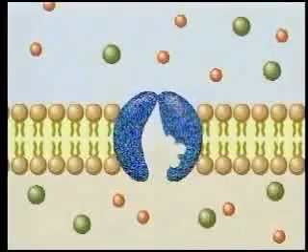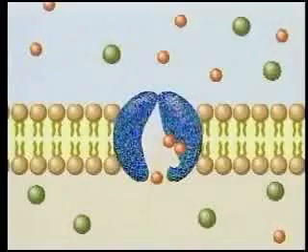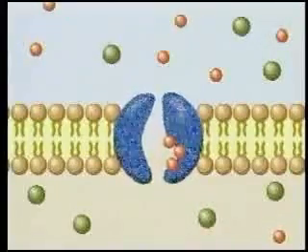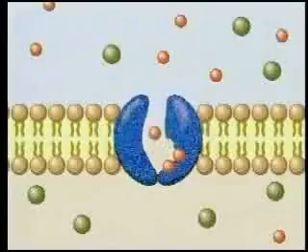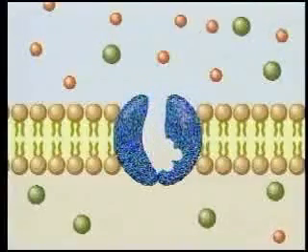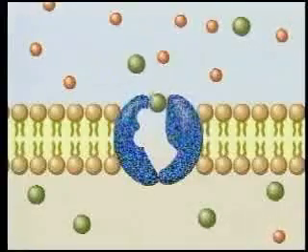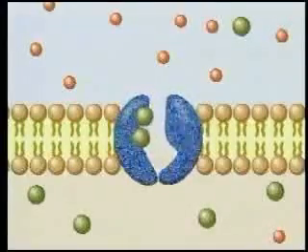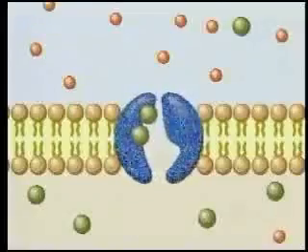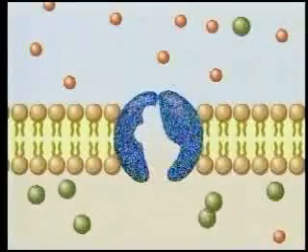This causes the carrier protein to change shape so that sodium ions readily bind to it. The binding of sodium causes another shape change, and the sodium ions are released outside the cell. The protein can now bind potassium ions. When the potassium ions bind, the protein once again changes shape, and the potassium ions are released inside the cell.